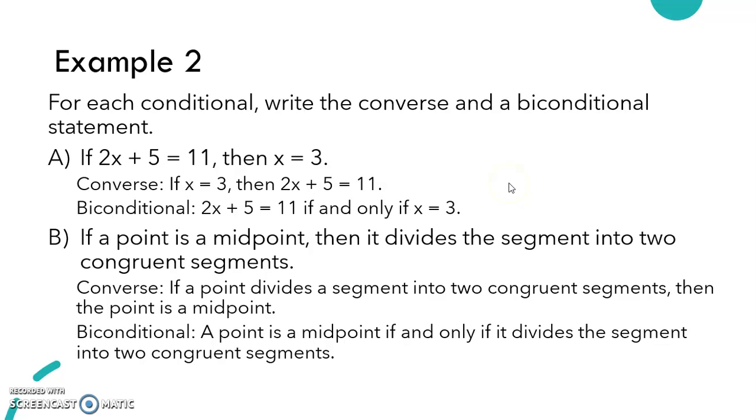In part A, the converse would switch the order. I would say if x equals 3, then 2x plus 5 equals 11. For the biconditional, I would remove this if that's in the beginning. Right where the then is, I would write if and only if. So it would say 2x plus 5 equals 11 if and only if x equals 3.